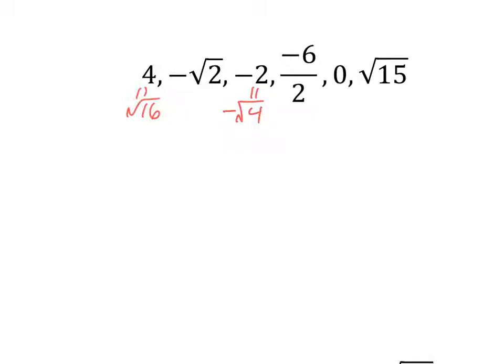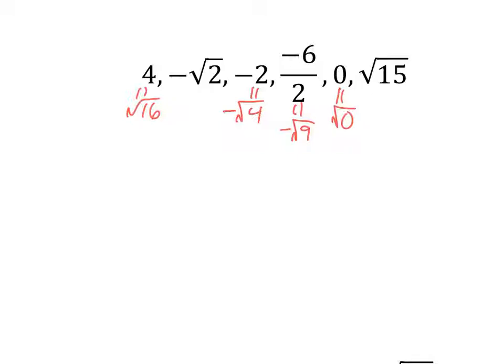Okay, here we have negative 6 over 2. That gives us negative 3. And then we want to write that as a square root. Well, 3 squared is 9. So this will be the negative square root of 9. 0 we can write as the square root of 0 because 0 times 0 is 0. And then square root of 15 is already in that form.